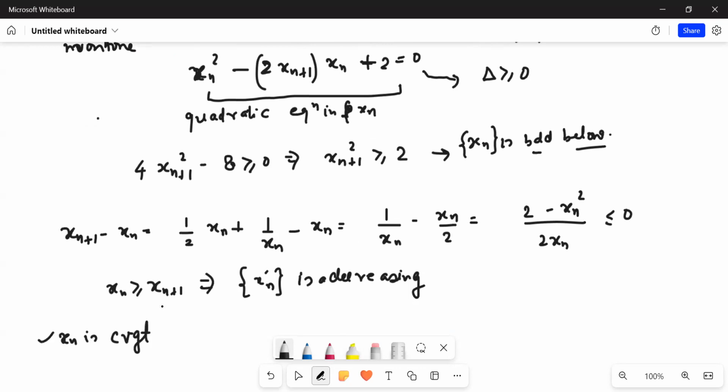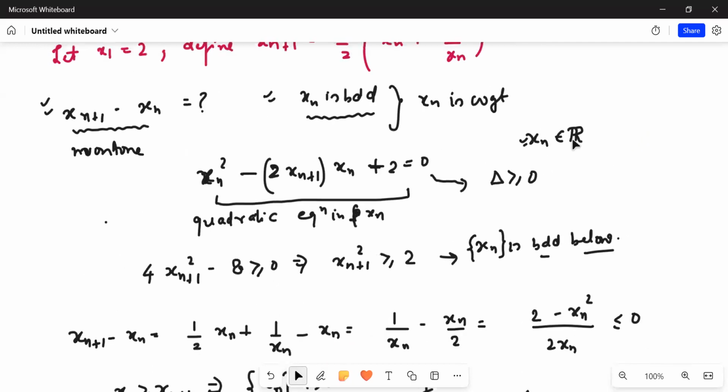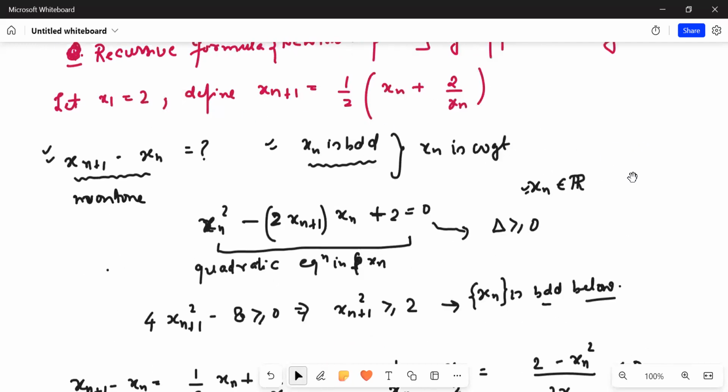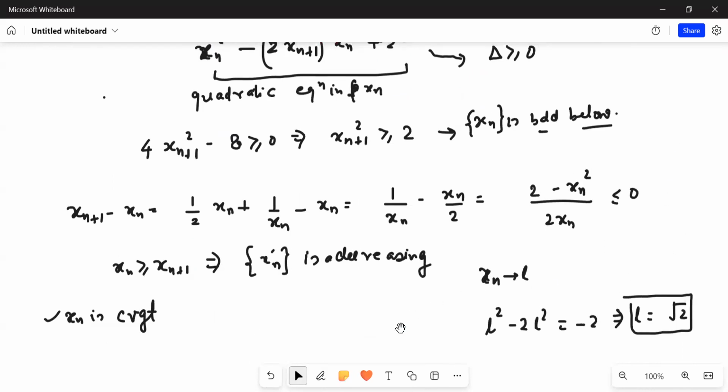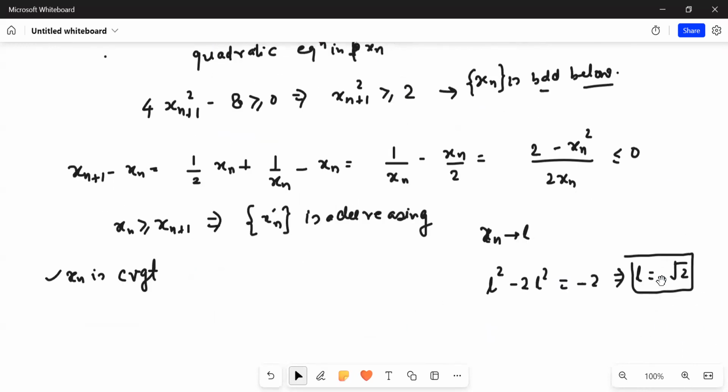Xn is convergent, and if xn is convergent, I can simply find my limit. If I say that xn tends to L, similarly I can say xn plus 1 also tends to L. So this will be simply L square minus 2 equals 0, L square equals 2, and from here clearly L is equal to plus or minus root 2. But from the observation, you can see that all the terms are positive. So L cannot be equal to minus root 2. Therefore, the limit would be L equals root 2.